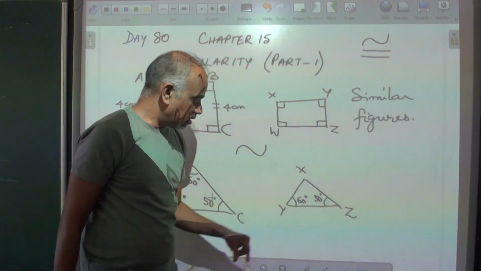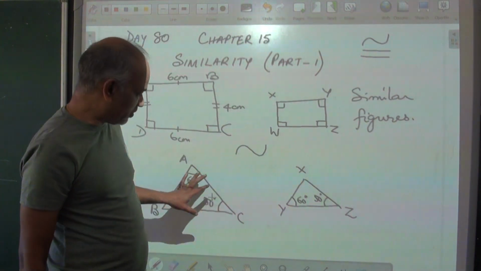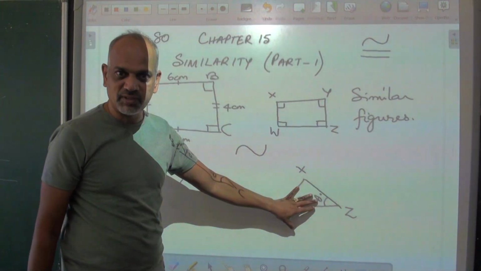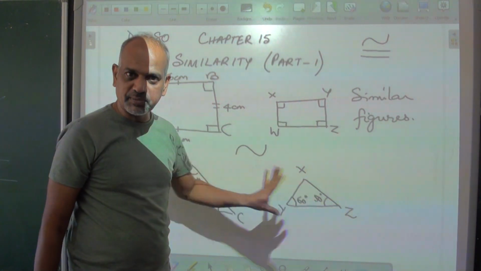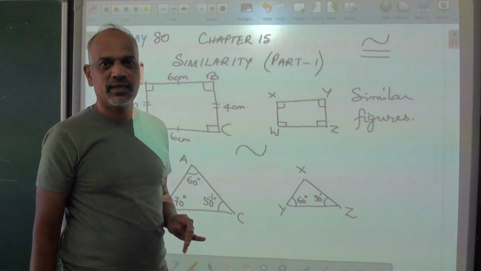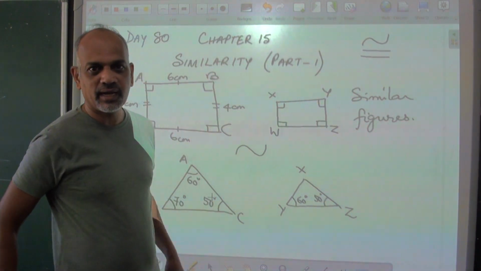Okay. So to prove that two triangles are similar, the first thing is you will see whether both of them are of the same shape. That is, are both triangles. Okay. So shapes are same, both are triangles. And the second thing that you have to check is whether their corresponding angles are equal.